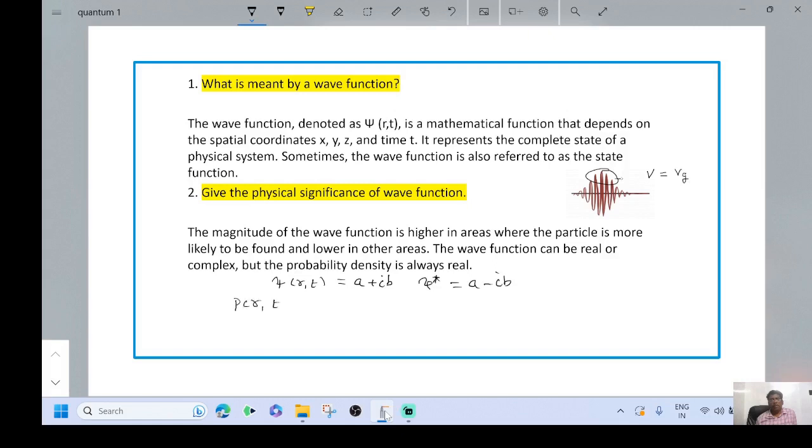Probability density P of r comma t is psi star psi, that is absolute square of psi, which is equal to (a minus ib) into (a plus ib), which is equal to a square plus b square, a real quantity which is free from i.